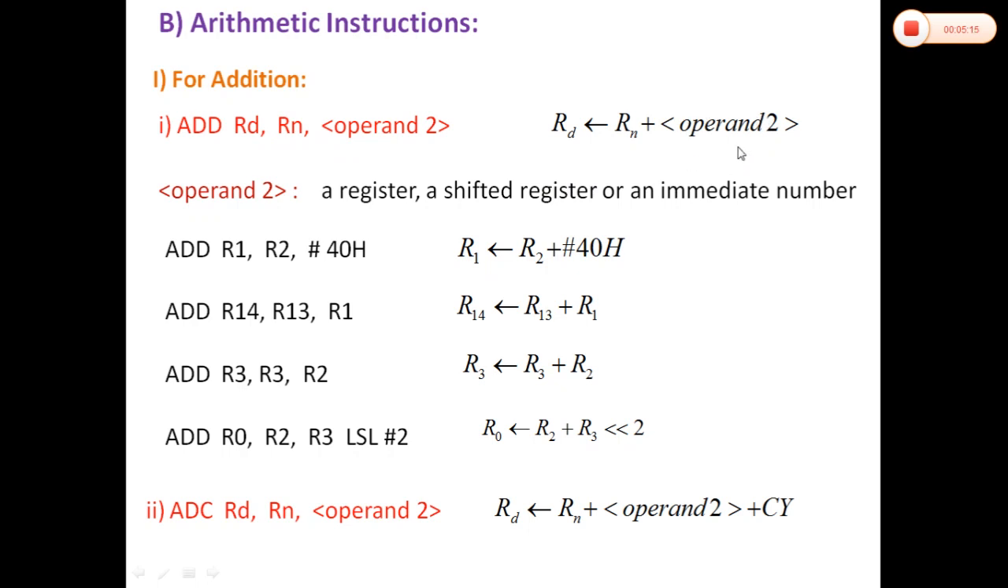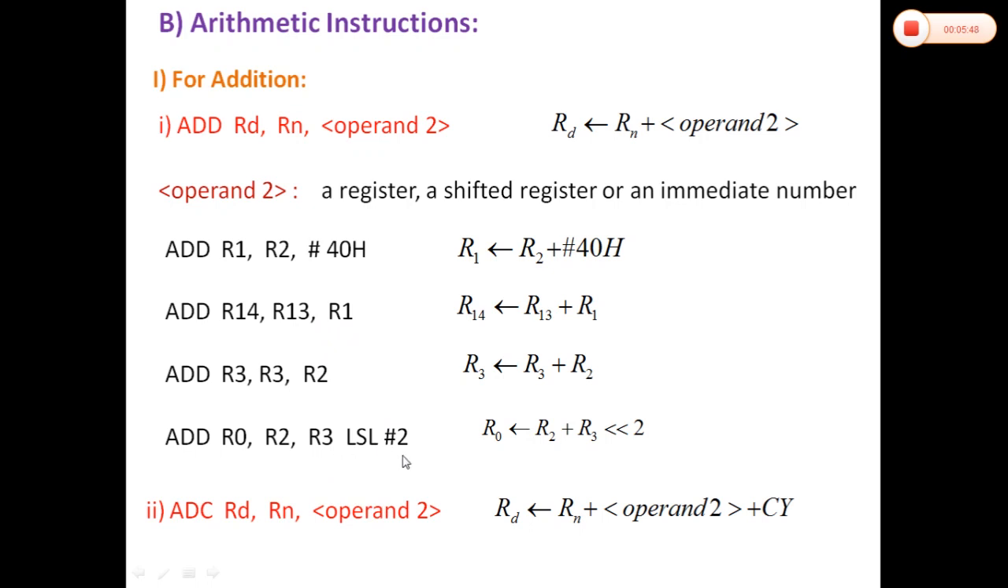Once again, operand 2, as we have seen before, may be one of the registers of the register bank. It can be a register of the register bank logically shifted left or right by the barrel shifter, or it can be an immediate number. These are some examples. We can see that Rd and Rn may be one of the registers of the register bank, and operand 2 can have different forms. It can be an immediate number, it can be a register, or it can be a shifted register.